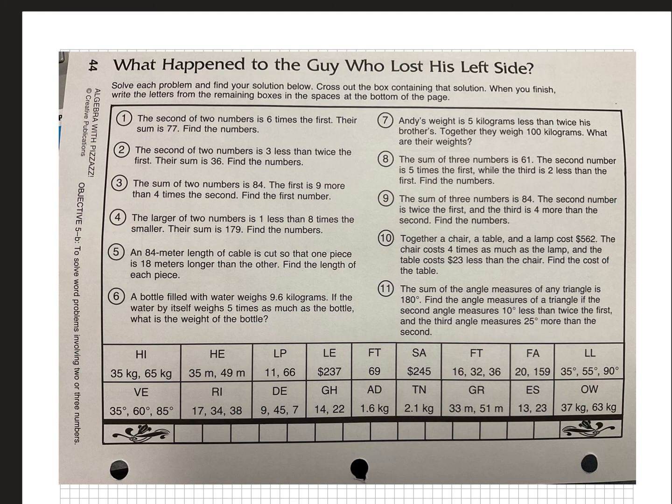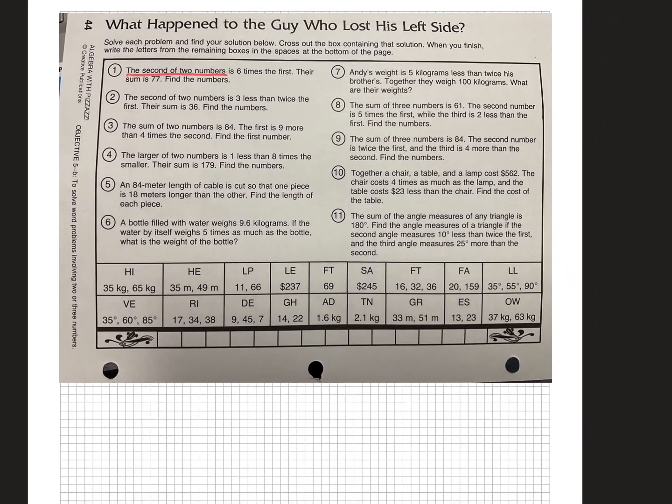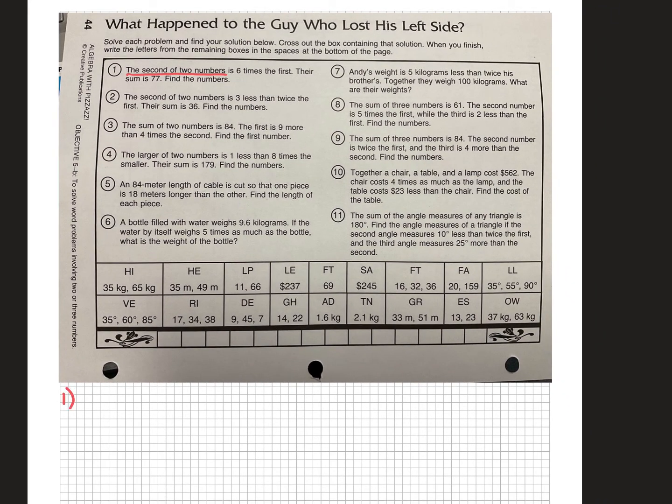First one, the second of two numbers, so I'm going to go down here, 1. The second of two numbers, we'll call that y, is equals 6 times the first number, equals 6 times the first. Usually I call x the first or the bigger or the better, and y is the second. For their sum is 77. That should be really easy. The sum problems are really easy. You just say x plus y. The two different numbers add up to a certain number, 77.